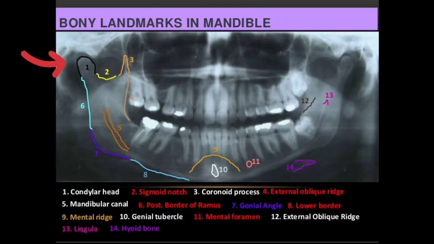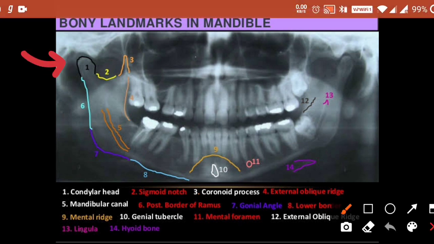Okay, so starting with bony landmarks in the mandible. First, we'll start with the condylar head. Okay, number 1, condylar head. It is a rounded projection of bone extending from the posterior-superior border of the ramus of the mandible, and it articulates with the glenoid fossa over here, of the temporal bone. Remember, the glenoid fossa is a structure of the temporal bone, and on a panoramic radiograph, the mandibular condyle appears as a bony rounded radio-opaque projection extending from the posterior border of the ramus of the mandible.